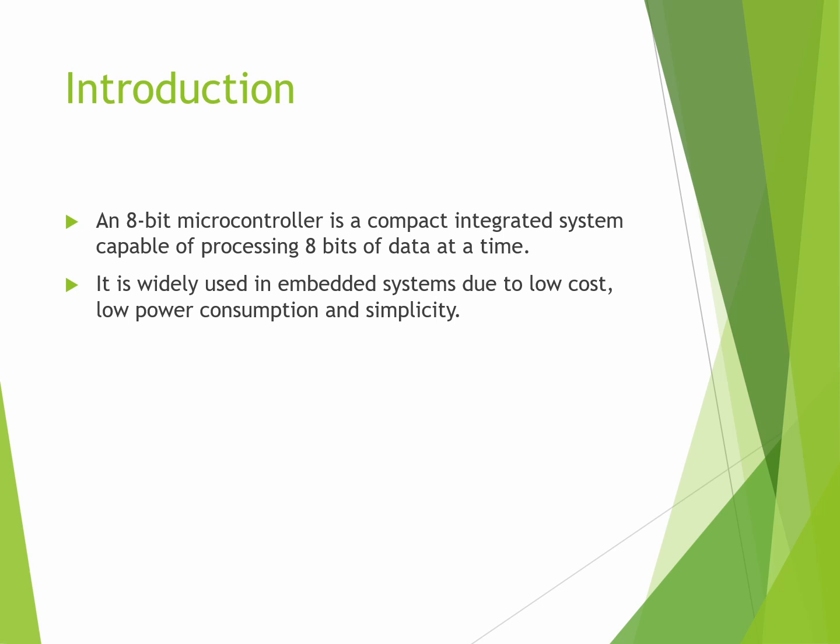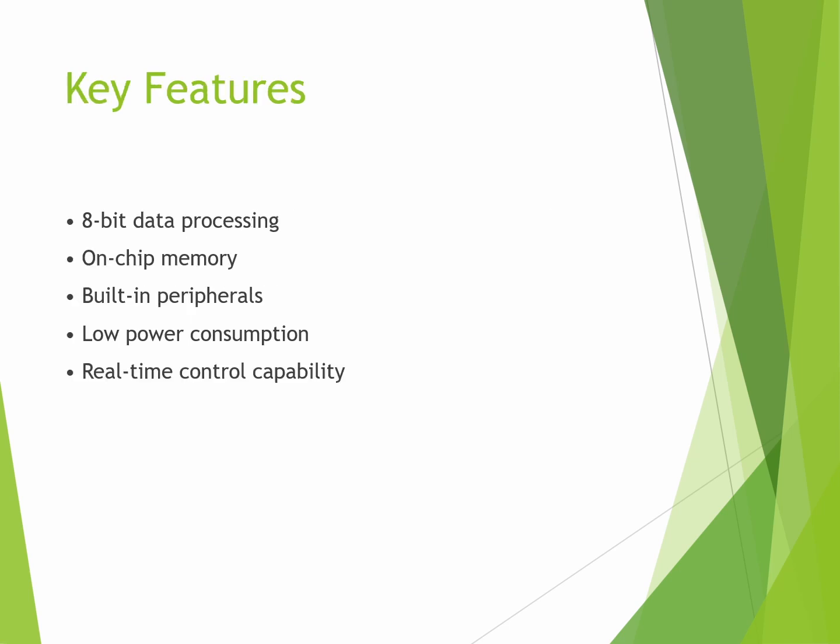First of all, introduction. We are going to see about an 8-bit microcontroller, which is a compact integrated system. Because we are using an 8-bit microcontroller, it can process only 8 bits of data. We can also use a 16-bit microcontroller, which can process 16 bits of data. The 8051 is widely used in embedded systems. The main reason we use the 8051 is that it is low cost, consumes low power, and its architecture is very simple. This is the main reason we are focusing on the 8051 architecture.